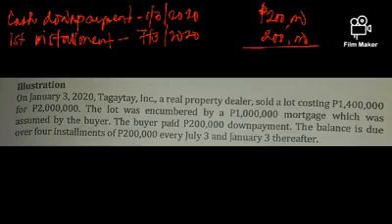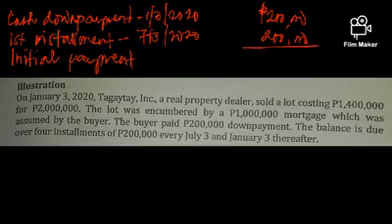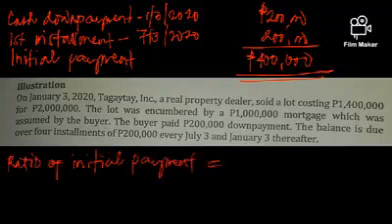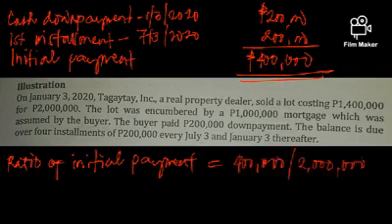Okay, the next installment would be on January 3, 2021. So therefore, the initial payment only consists of the cash down payment of 200,000 pesos and the first installment of 200,000 pesos. So the total initial payment is 400,000 pesos. Okay, now we're going to determine the ratio of initial payment. The ratio of initial payment is computed by dividing the initial payment with the selling price. So 400,000 pesos divided by the 2 million pesos. So the ratio of initial payment now is 20%.